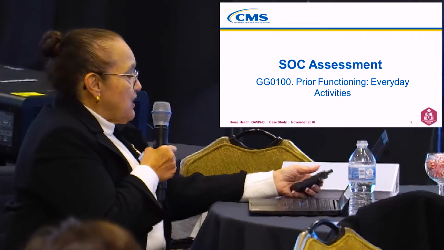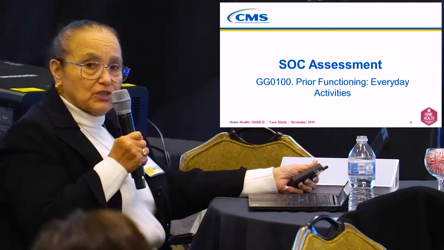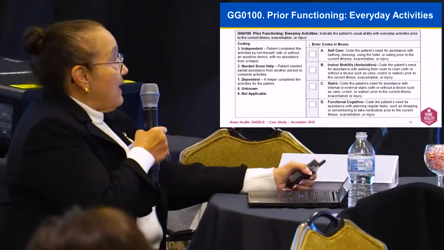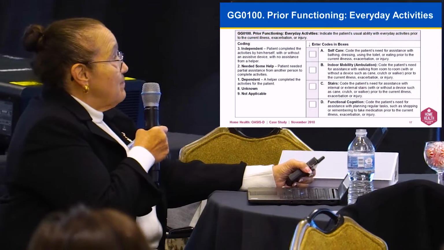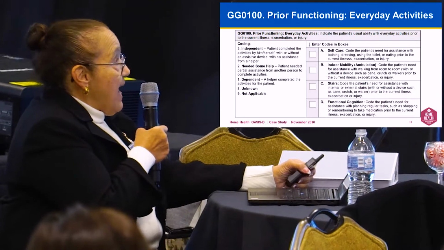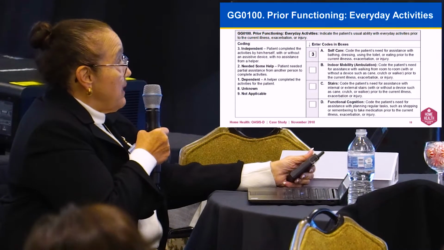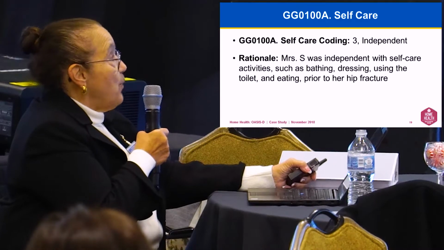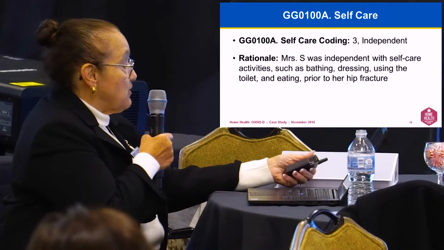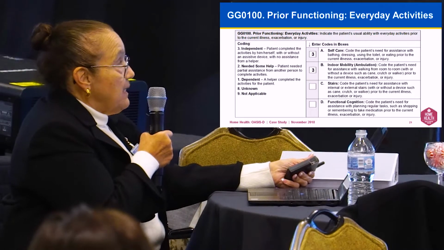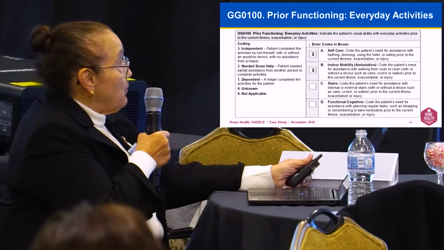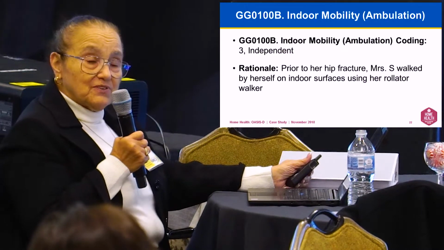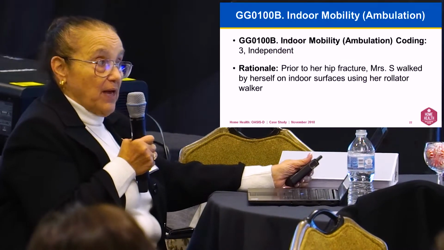Let's move on to GG0100, the prior functioning in everyday activities. Here, we are looking at the section to the right, using the key on the left. A, self-care, would be a 3. And the rationale here is that Mrs. S was independent with self-care activities prior to the hip fracture. In indoor mobility, again, she was a 3. Prior to the fracture, she walked on indoor surfaces with her rollator walker independently.